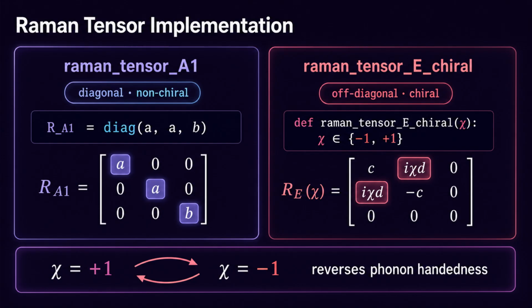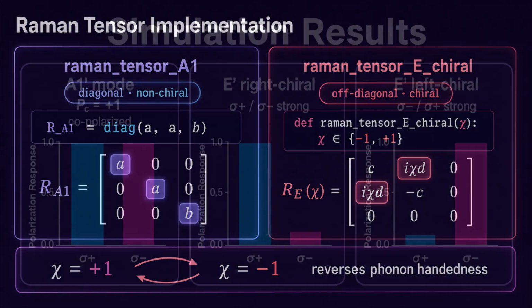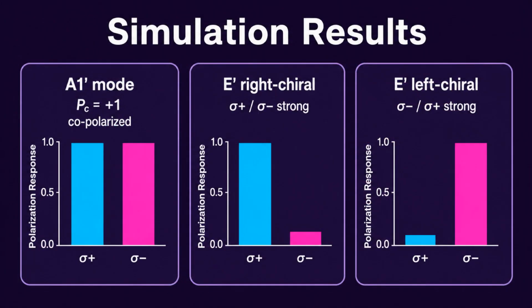The circular polarization vectors are defined as E plus equals x hat plus i y hat over root 2 for sigma plus, and E minus for sigma minus. Raman intensity is calculated as the squared magnitude of the matrix element. The simulation produces clear predictions. For the A1' mode, we expect strong copolarized signal with PC equals plus 1 and 0 cross-polarized intensity.